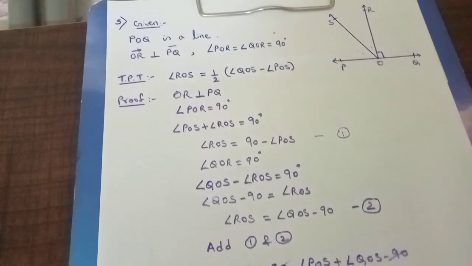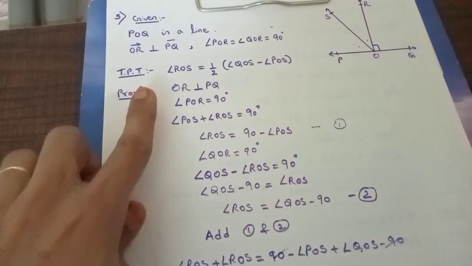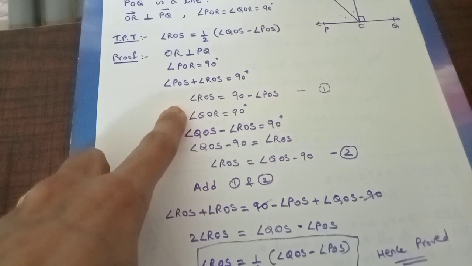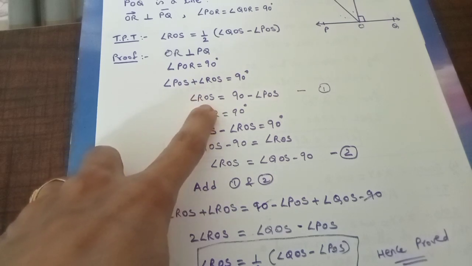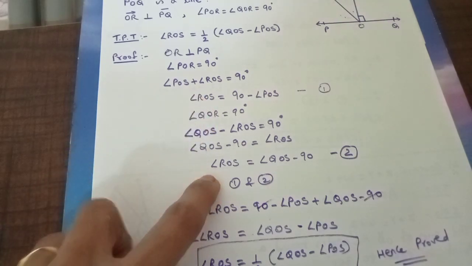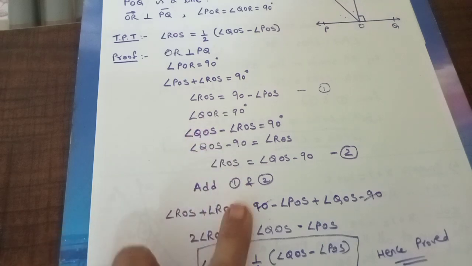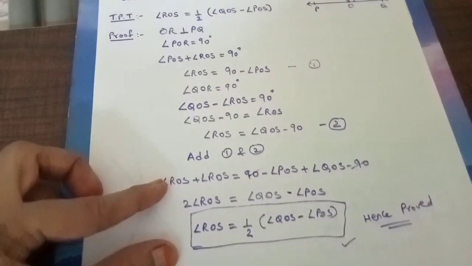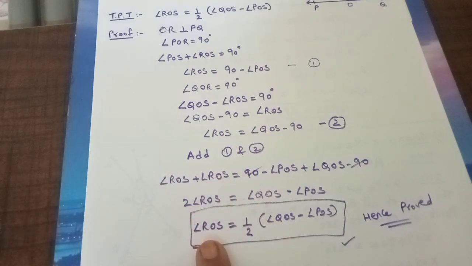So this is your fifth sum. This we had to prove, and you have proved it over here. You just have to form equation number 1 taking ROS on this side, and equation number 2 also we have to bring ROS on this side. So then you have to add 1 and 2. You will get this part. You have to just reshuffle it, take the 2 over here, and you will get the required result.